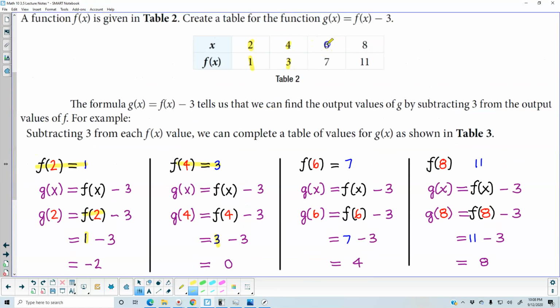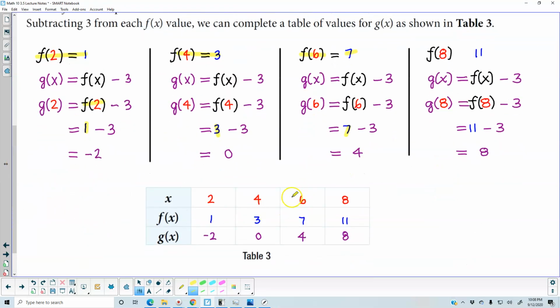Next, we have an input of 6 and an output of 7. So that means f of 6 is going to equal 7. Now using g of x, which is equal to f of x minus 3, we want to find what the output is going to be. We know that it's going to give us f of x minus 3, and f of 6 is 7, so 7 minus 3 gives us 4. So therefore, when the input is 6, for f of x the output was 7, and for g of x we got the output of 4.